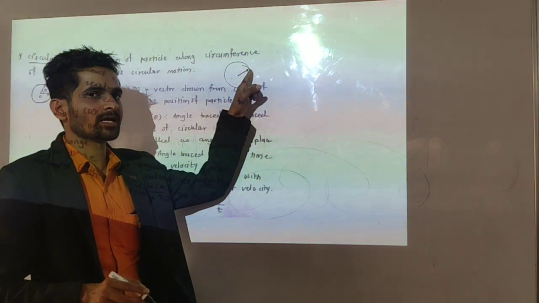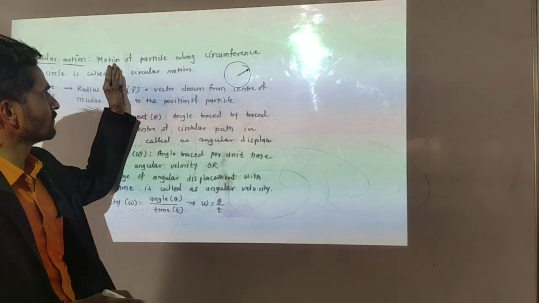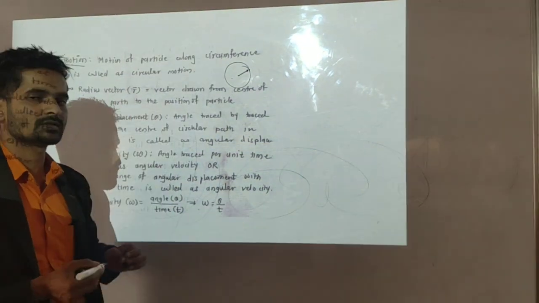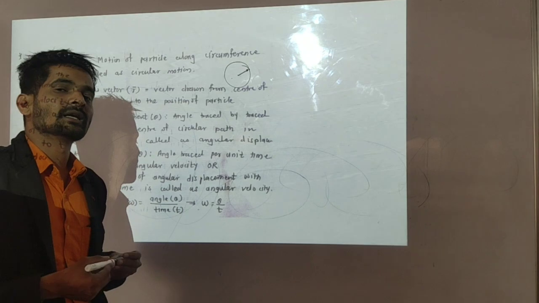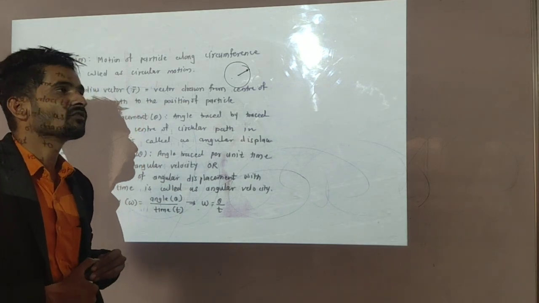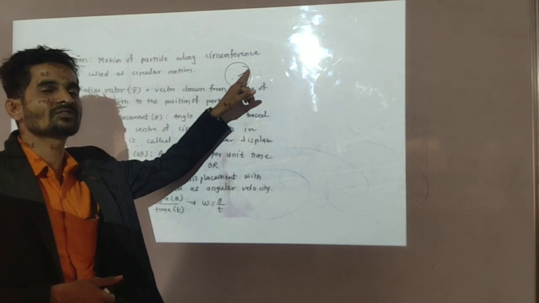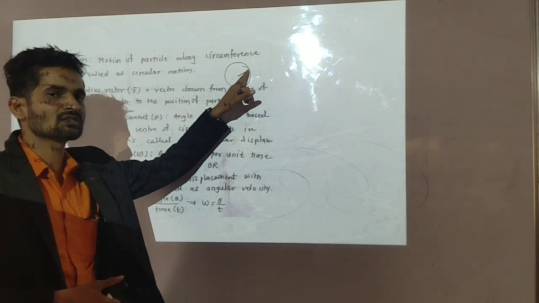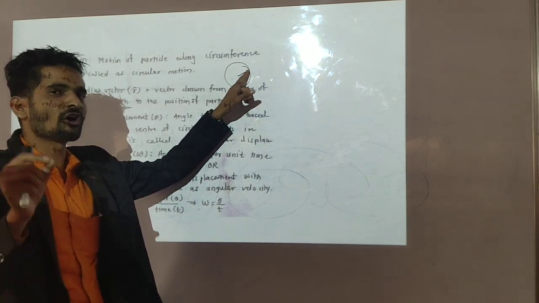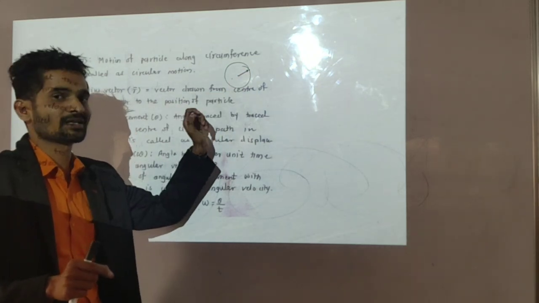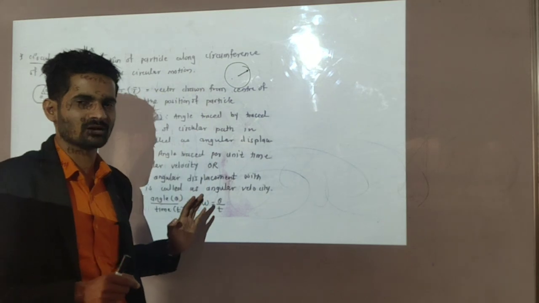Circular motion समझ में आया? The actual, very simple definition is: motion of a particle along the circumference of a circle is called circular motion. In another way, we can define it as the motion in which the distance of the particle from a fixed point is always fixed. Such a motion is called circular motion, and this fixed point is nothing but the center of the circular path.